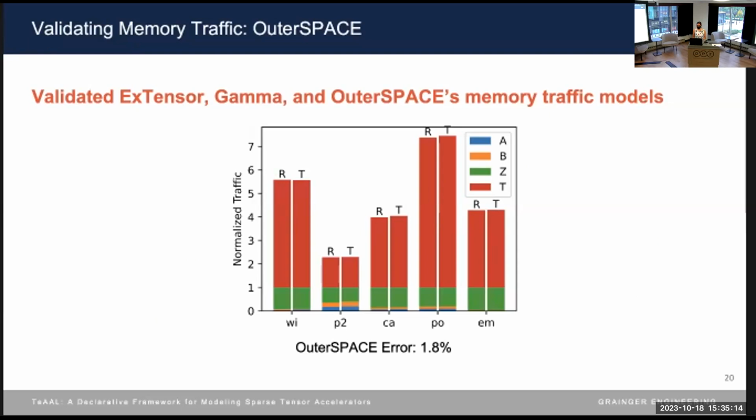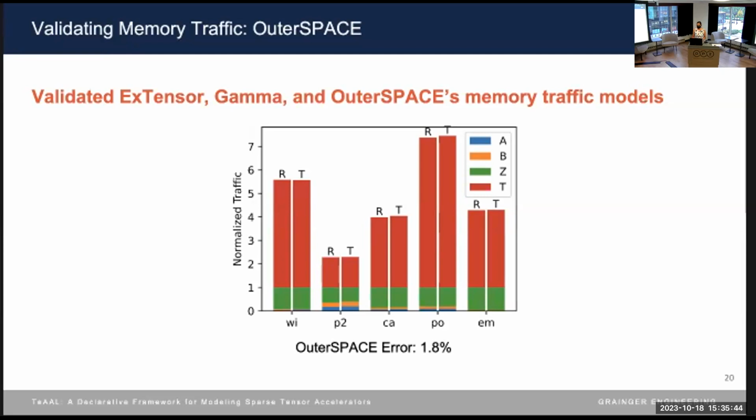The graph on the slide compares the previously reported memory traffic numbers R on the left with TeAAL's memory traffic model T on the right for outer space on 5 sparse matrices, broken down by tensor. As before, A and B are the inputs, T is the intermediate, and Z is the output. Because we're validating our model, we would like our predicted memory traffic to be as close as possible to the reported values. We also validated TeAAL's memory traffic model on extensor and gamma.